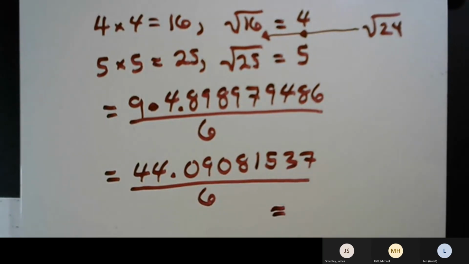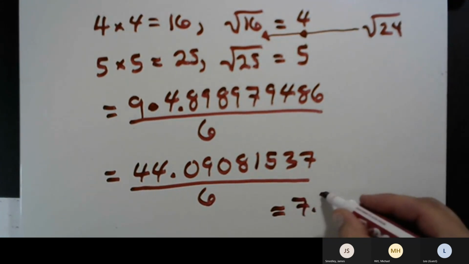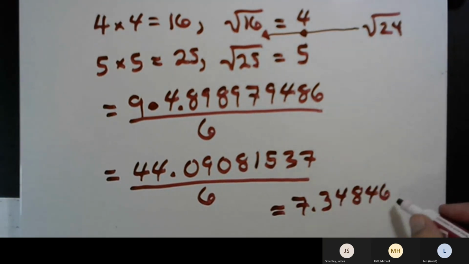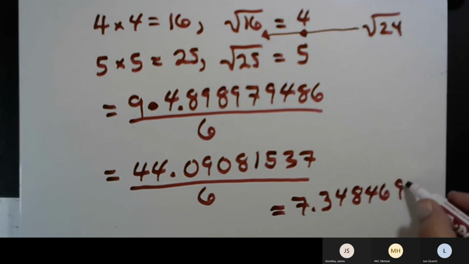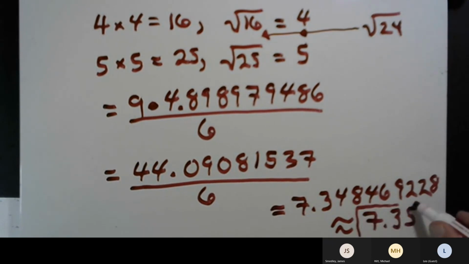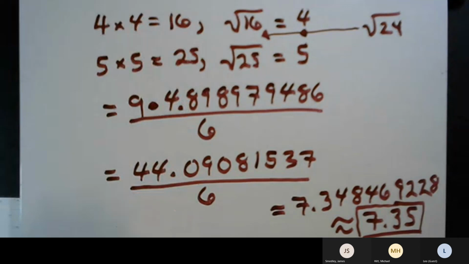And now at the very end, we're at that large division sign. Now we divide. Save the division for last. We get 7.348469228, or approximately 7.35. And that's going to be our answer. So any questions about that?